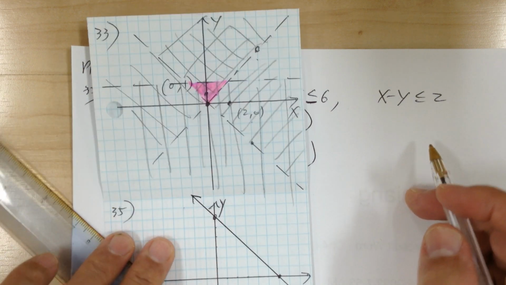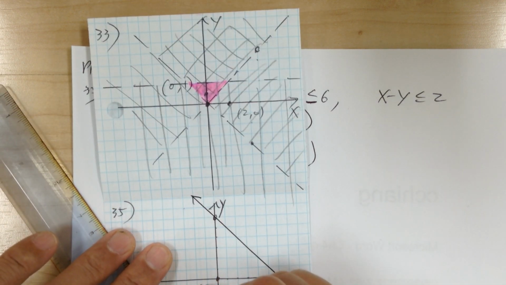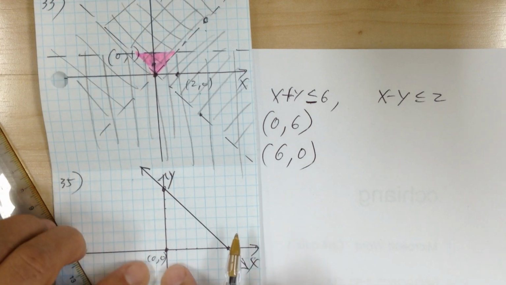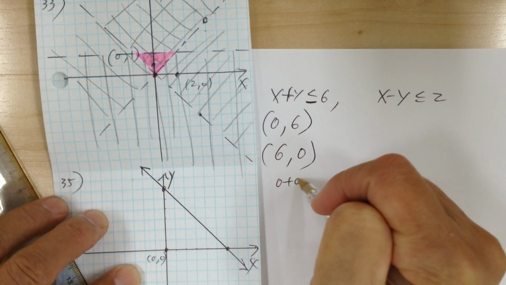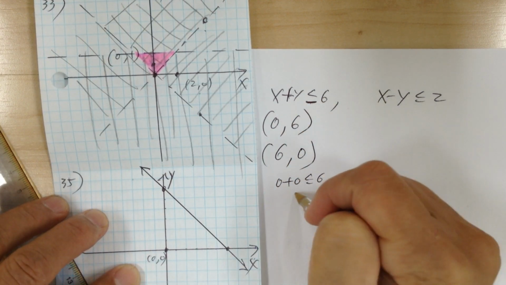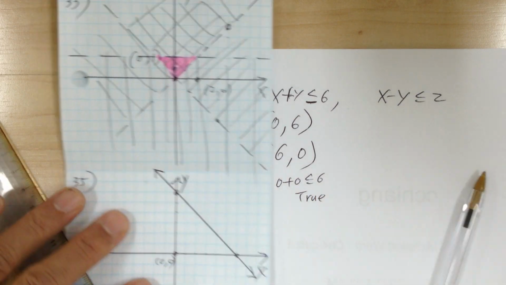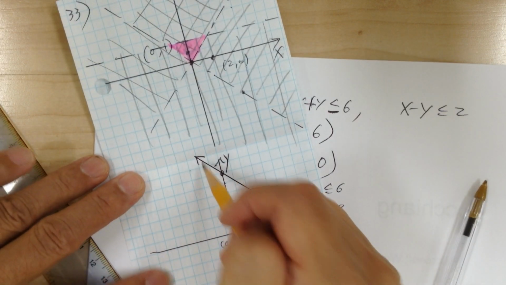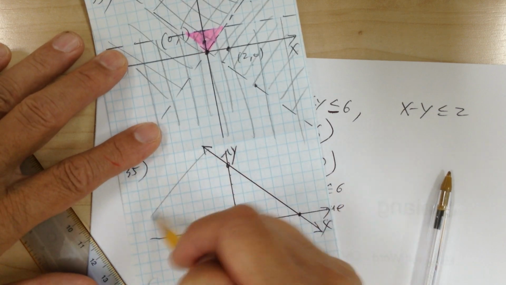Okay, then let's do the testing point. I'm going to use 0, 0 as my testing point. So 0, 0 you put in here, you're going to get 0 plus 0 is less than or equal to 6. So this is true. Okay, so we're going to shade in. So this point is true. That means this half is true.